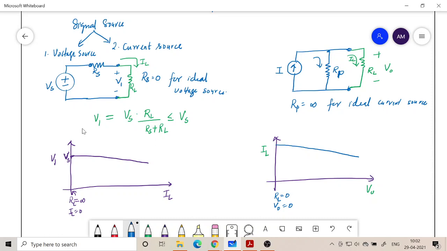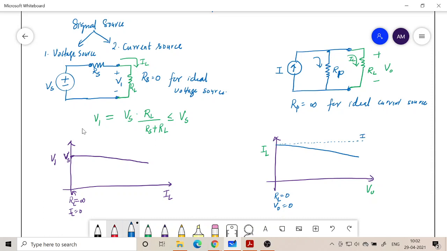So in order to model this decrease in the current with the increase of the load voltage, we put this parallel resistance. This will happen only if the parallel resistance exists, but if the parallel resistance is not there, then it will remain steady. It will be like this, steady at this I.